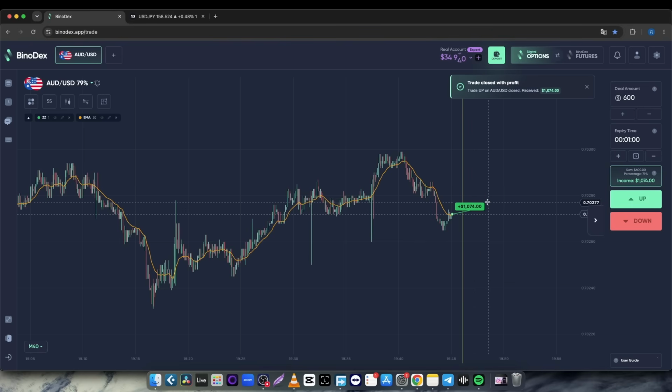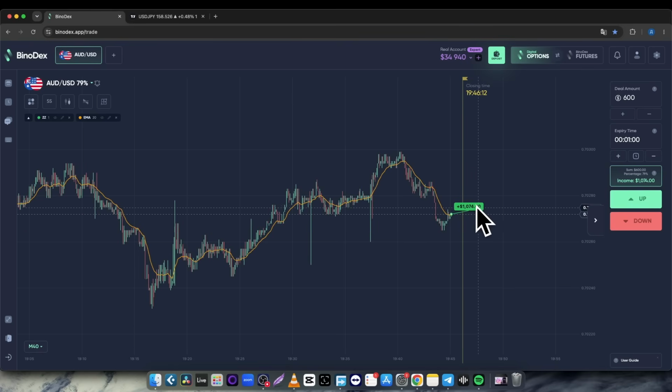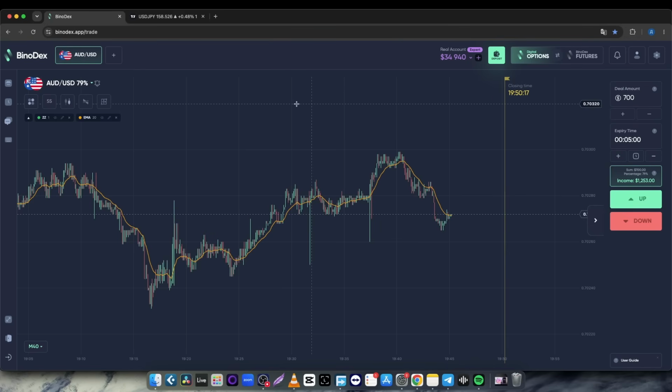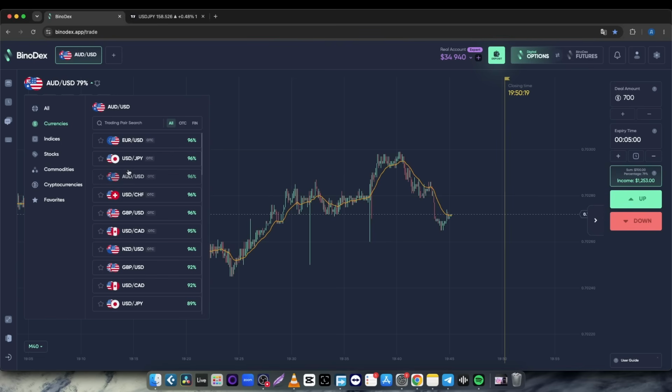And now, the first trade has finished. The result was positive. That's a solid beginning for our session. Let's move on and see what the next signal brings. Now I'll increase the investment amount to $700 in accordance with the money management rules.